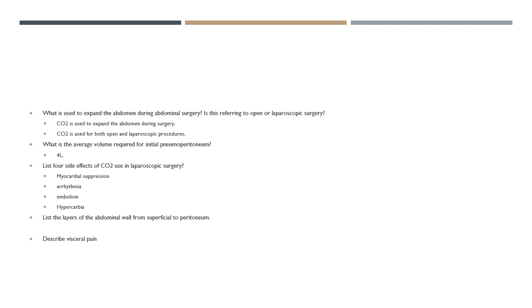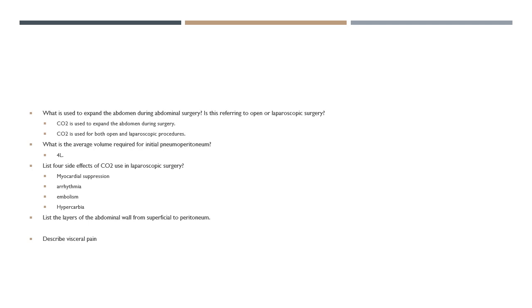So you have increased CO2, which leads to hypercarbia. Hypercarbia will lead to arrhythmia and myocardial suppression, and ultimately, potentially, embolism. So you have hypercarbia, you have myocardial suppression leading to arrhythmia, arrhythmia leading to embolism.